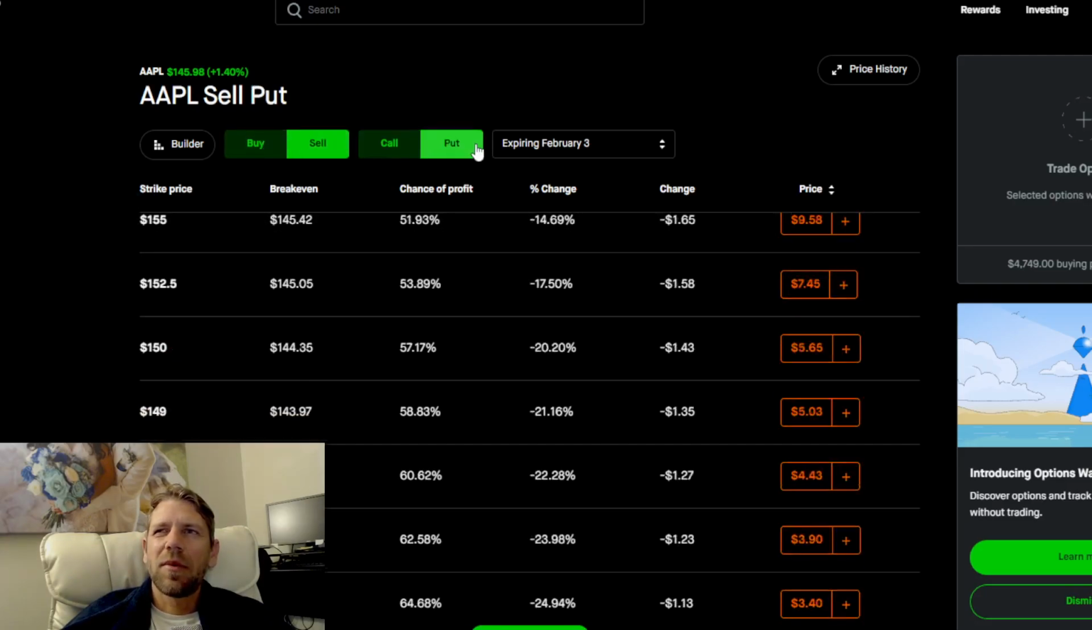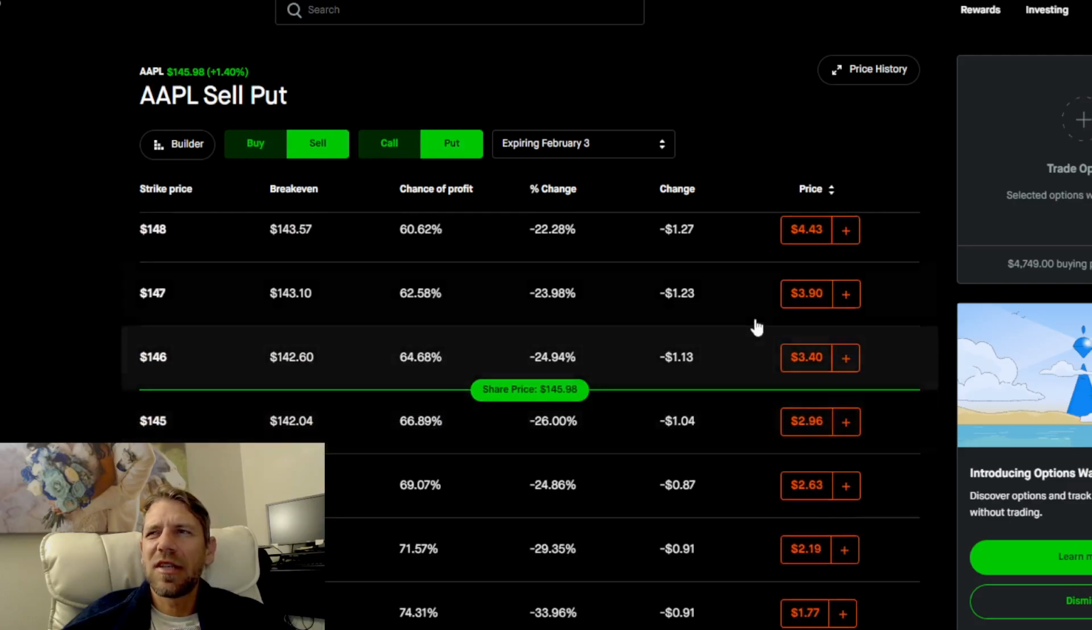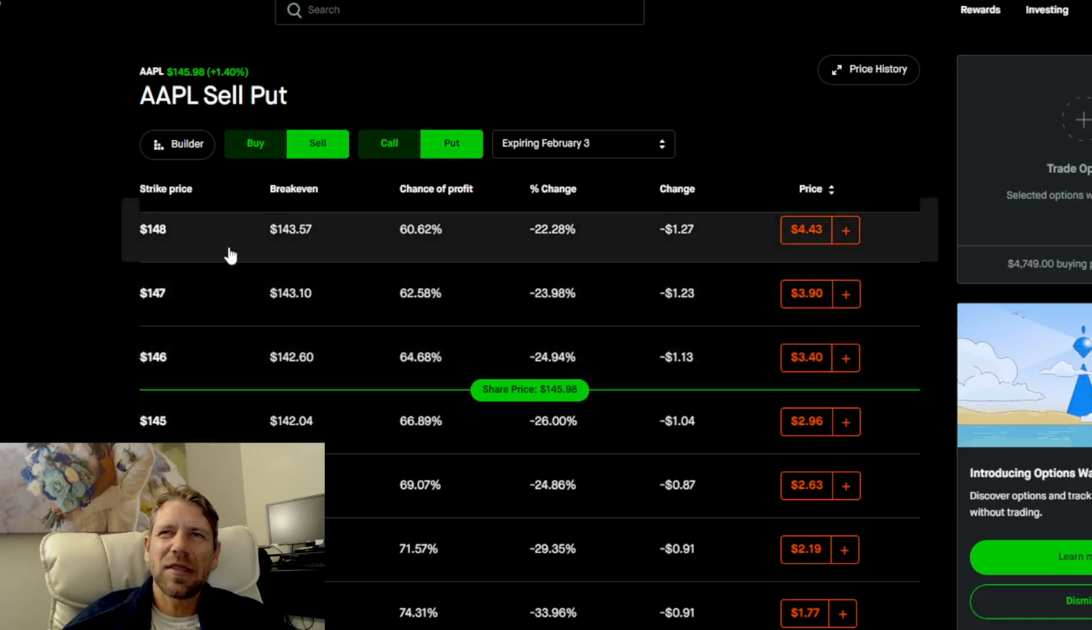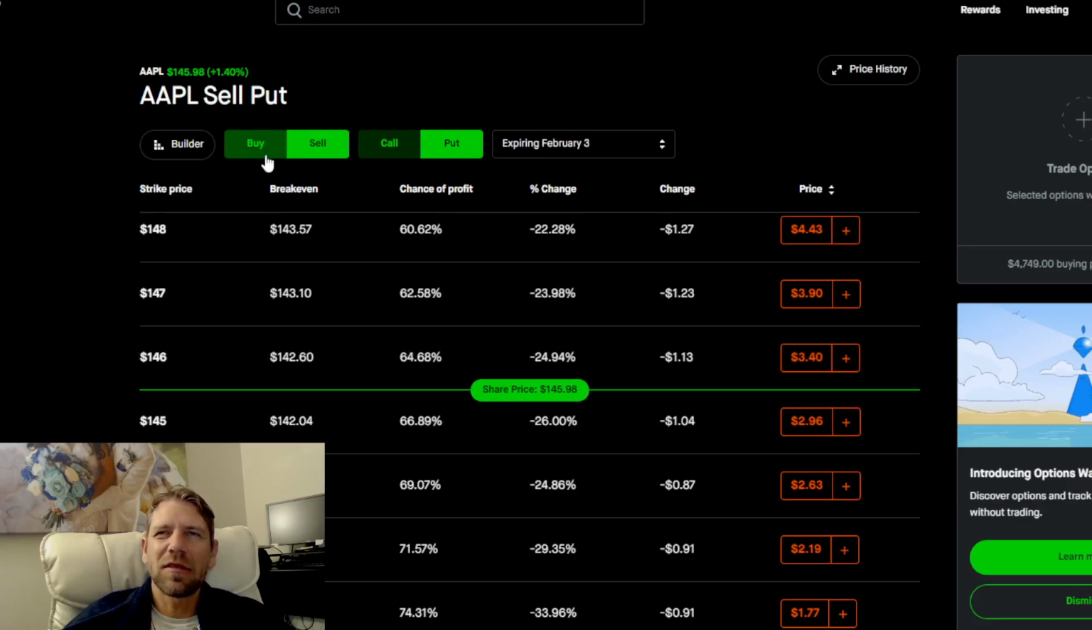So put options, you see that this kind of changed here. The pricing changed. Call options and put options sometimes are priced differently depending on expectations of the stock market. Now again, if you buy or sell put options, the price should be very similar. In fact, the mark price should be the same. All the price should be the same, right? Because they're just two sides of the same transaction.